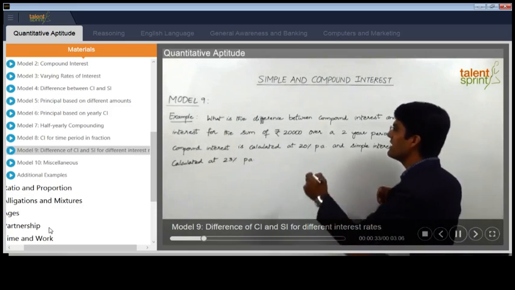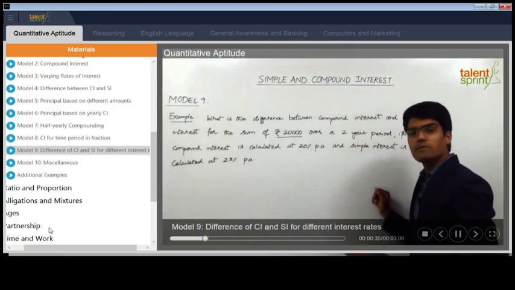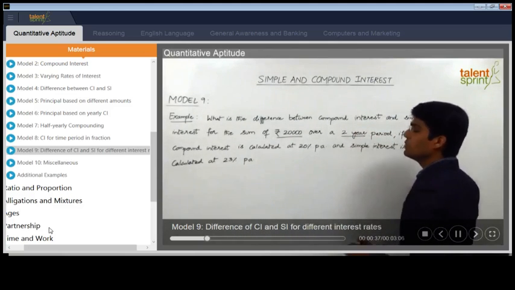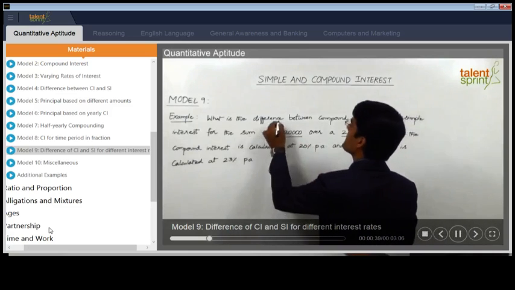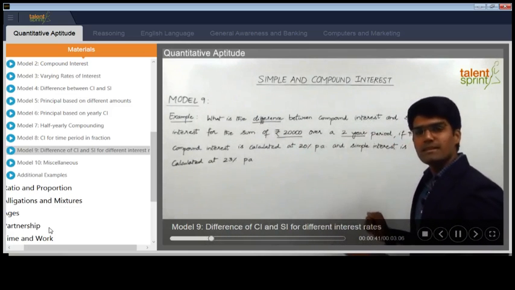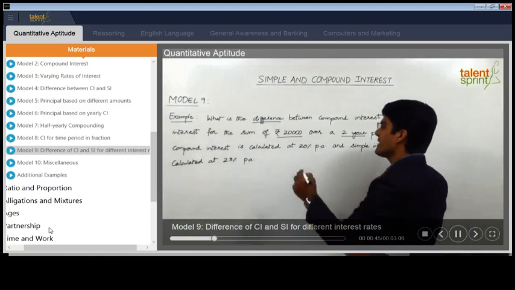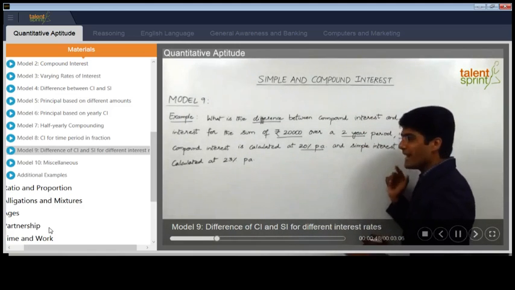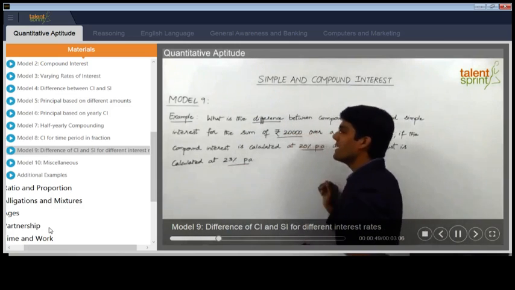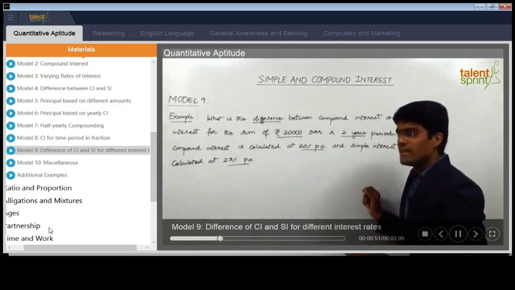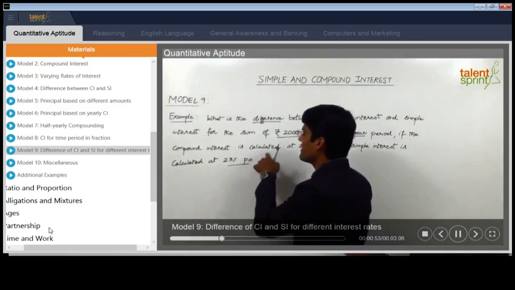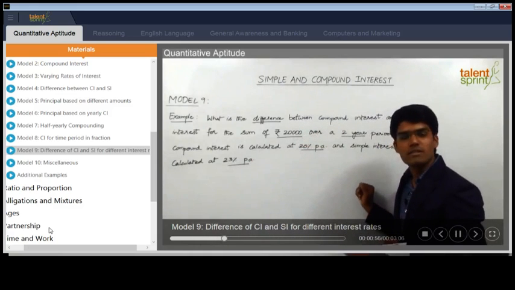So as you can see here, the principal amount is 20,000 rupees and the time period is 2 years. And we have to find out the difference between compound interest and simple interest. But the point here is compound interest is calculated at 20% per annum and simple interest is calculated at 23% per annum. That means the rate of compound interest and the rate of simple interest are different from each other.